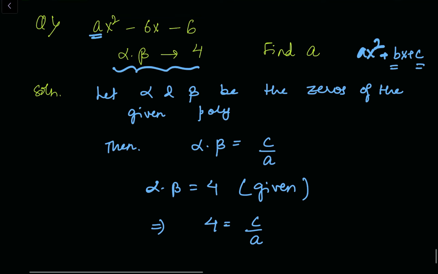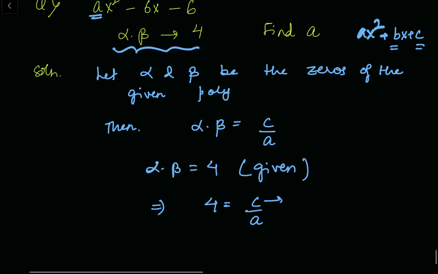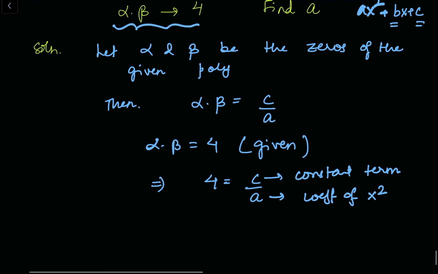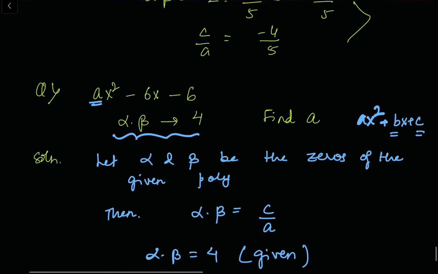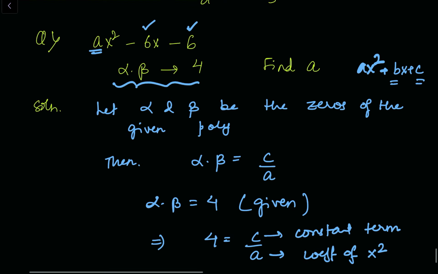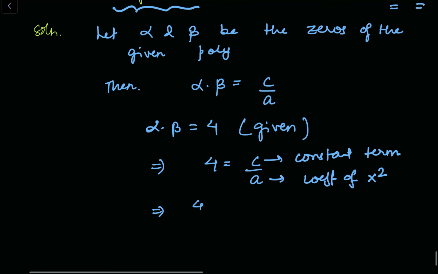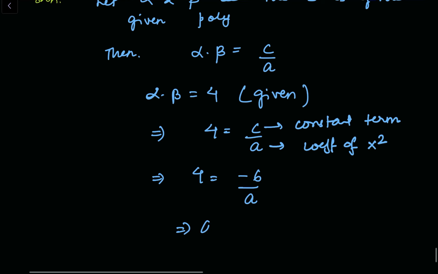Now you have to write what c is. You will write here that c is the constant term and a is the coefficient of x square. Please mention this, because otherwise we do not know what b is, what c is, and what a is. Now if you compare, we already told you that b is minus 6, and c is also minus 6. So we write 4 is minus 6 by a, and we had to find a. So a is minus 6 by 4, which is minus 3 by 2, and this is your answer.